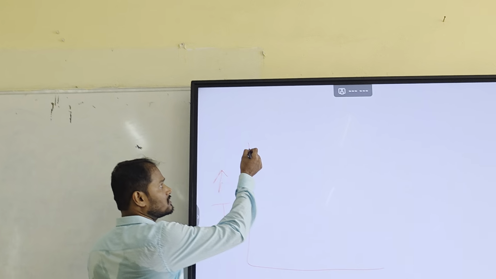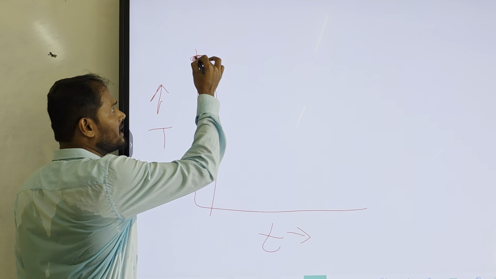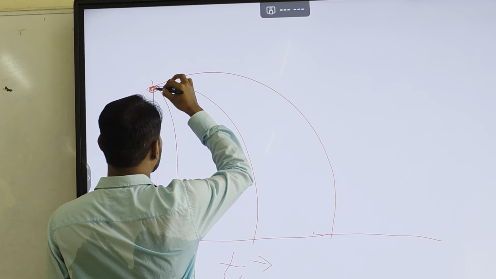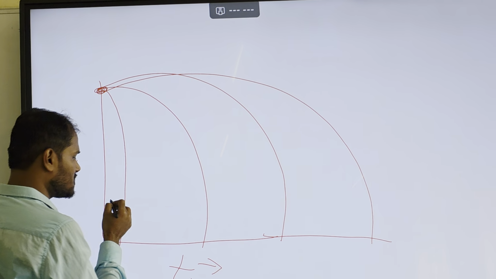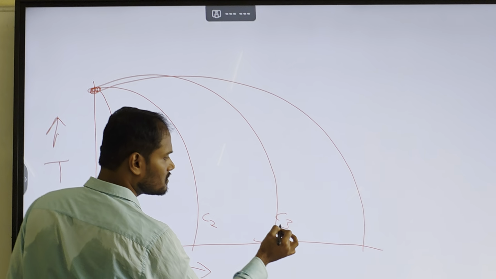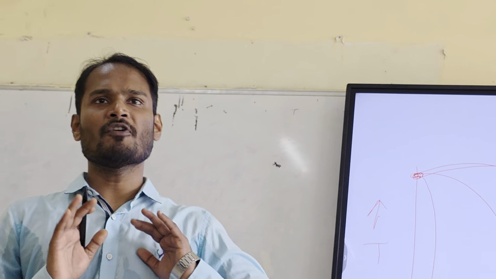To do cooling, we need temperature and time, simply. These are the 2 axes. Suppose I want to cool from this temperature, I can have one cooling curve, this one. I can have another cooling curve, this one. I can have another cooling curve, or maybe another. Suppose this is cooling curve 1. Now tell me, in which case the cooling rate is maximum and minimum? C1 is maximum cooling rate, that means very fast cooling, and C4 is very slow cooling.